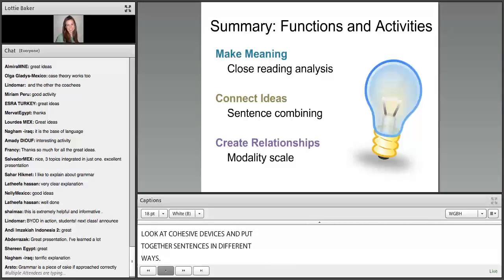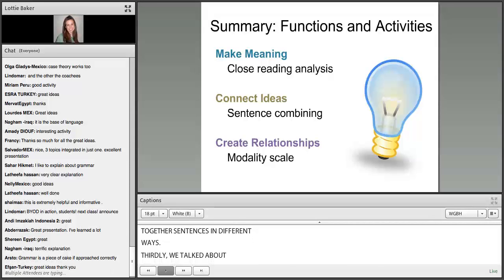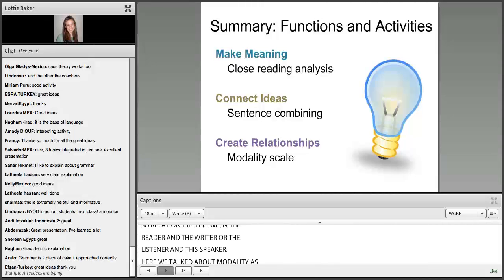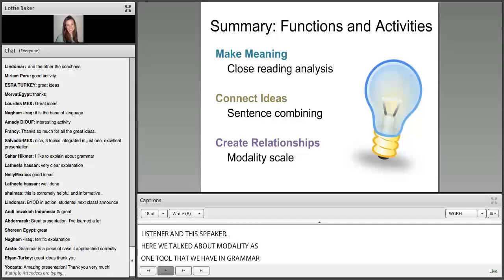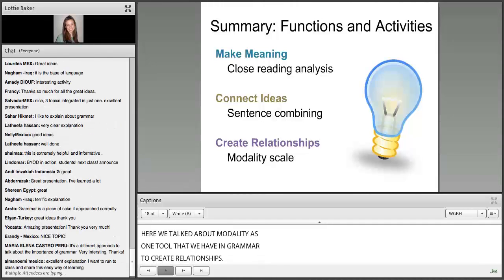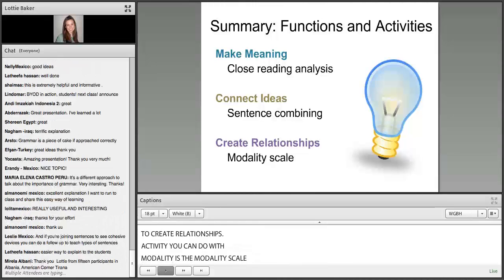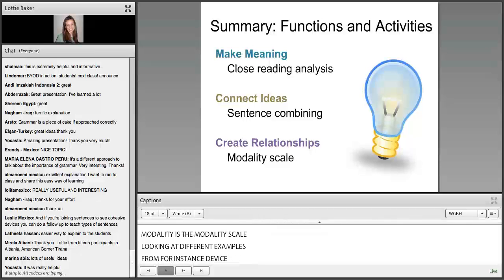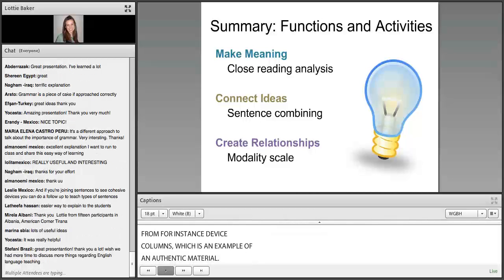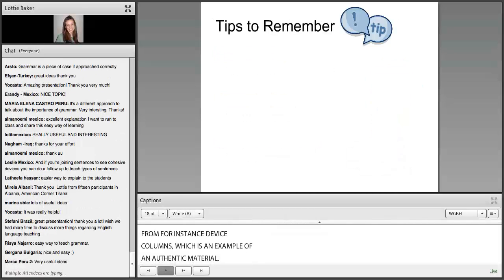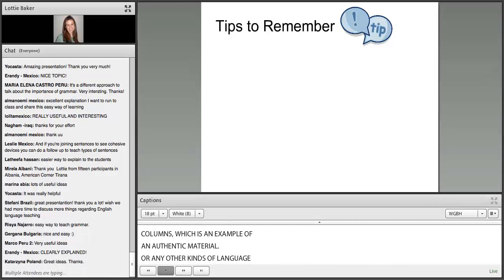And thirdly, we talked about creating relationships. So relationships between the reader and the writer, or the listener and the speaker. And here we talked about modality as one tool that we have in grammar to create relationships. And an activity you can do with modality is the modality scale, looking at different examples from, for instance, advice columns, which is an example of authentic material. Or any other kinds of language, you can group the modality words on a modality scale.